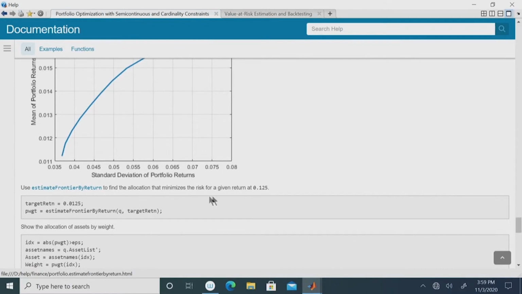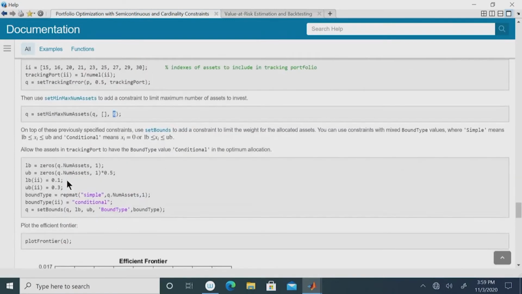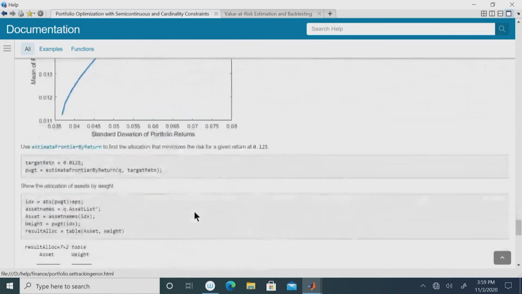Now, you can set the target return to 12.5%. So, you can set the efficient frontier by return on Q. You might wonder why you are setting the target return at 12.5% again, when you have already seen a case of this target return. Here I just want to point out that I am putting a target return on Q resulting from this scenario where you are considering a tracking portfolio.